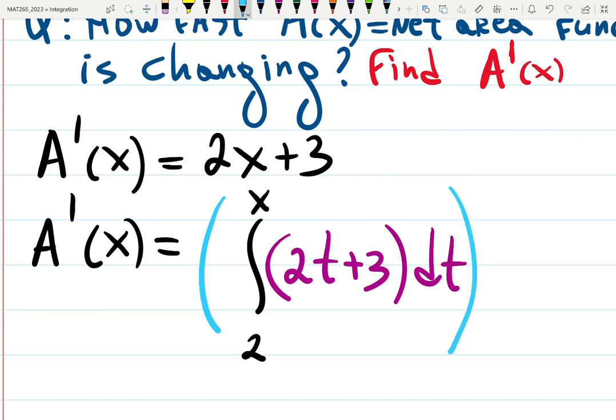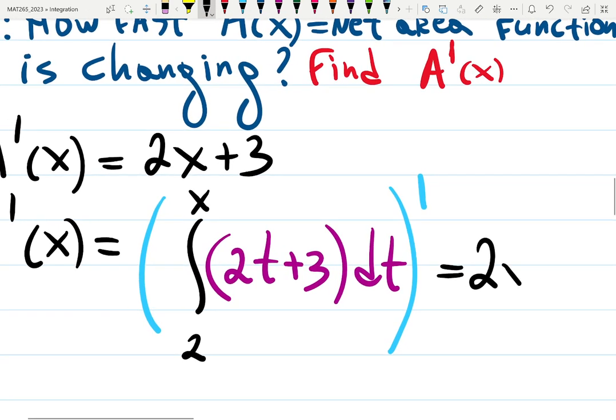What if I want to differentiate? Let me put it in blue. Prime. Why is it the same function? What do you think? Why did the answer become 2x plus 3? It's the same because the integral is with respect to x, so when you're doing the derivative of it, you're going back to the original function.